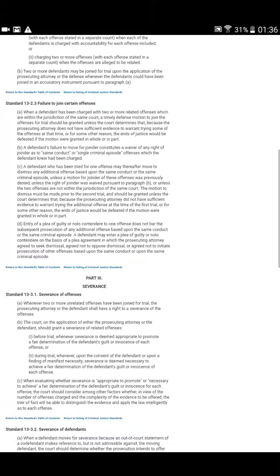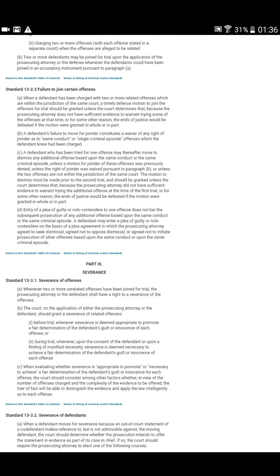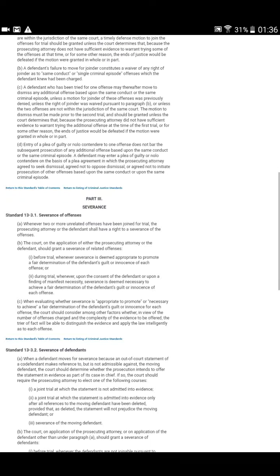Section C states a defendant who has been tried for one offense may thereafter move to dismiss any additional offense based upon the same conduct or the same criminal episode unless a motion for joinder of these offenses was previously denied. So we got through the basic parts of that. And before we even continue with severance, let's just look at section D real quick.